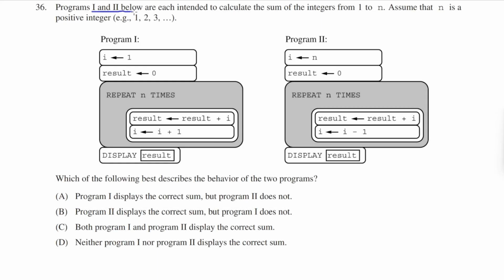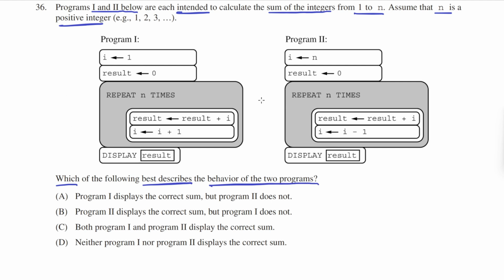Programs 1 and 2 below are each intended to calculate the sum of the integers from 1 to n. Assume that n is a positive integer. Which of the following best describes the behavior of the two programs?